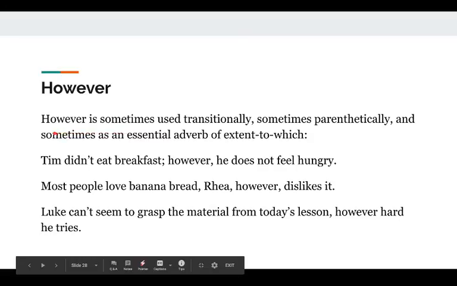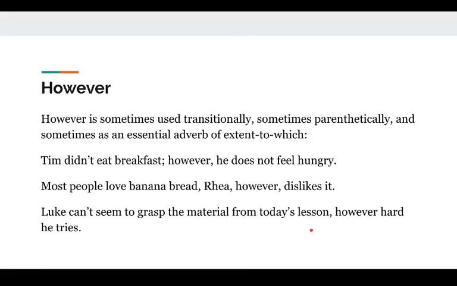So here, sometimes as an essential adverb of extent to which, the extent to which, however hard he tries, that's where however is being used as an extent-to-which adverb. So now I'm just going to be going over some practice sentences.